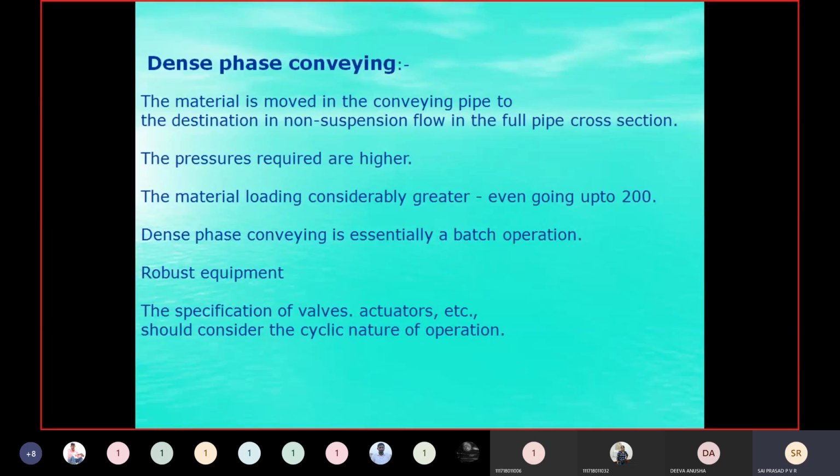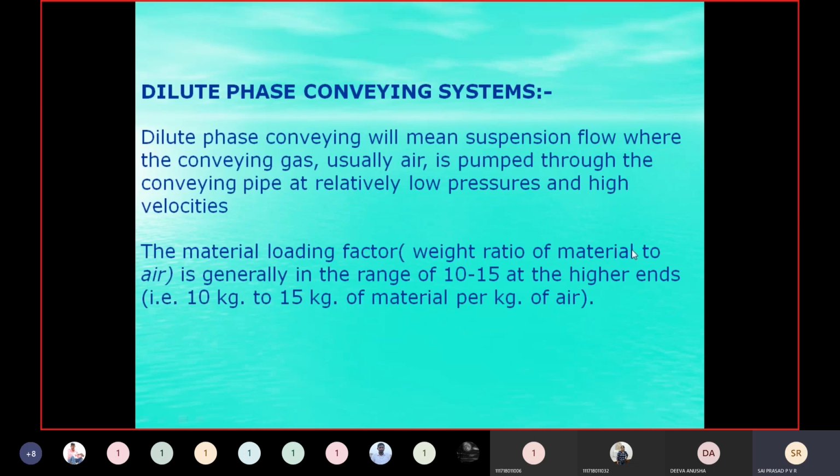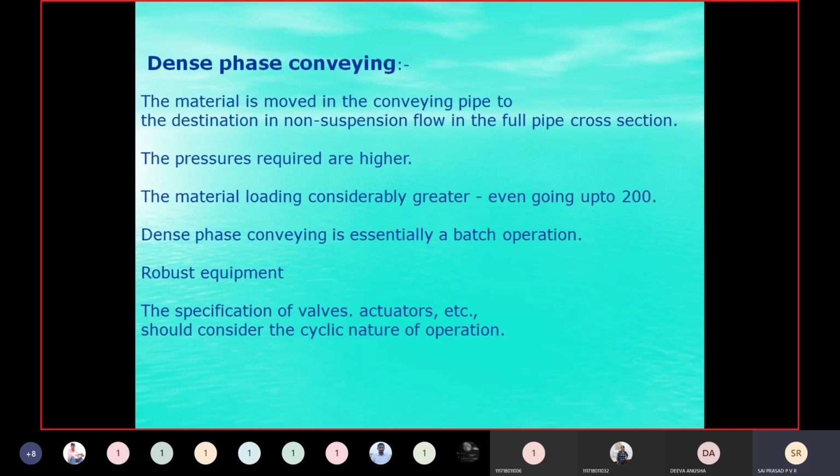The pressures required are very high. So here the roots blower has to do more work. The material loading is considerably greater, going up to 200. So you can imagine 200 kgs of solids are transferred by consuming 1 kg of air. Whereas in the previous case, the dilute phase, it is only 10 to 15 kgs of solid materials transferred for 1 kg of air. Whereas in the dense phase, it is 200.